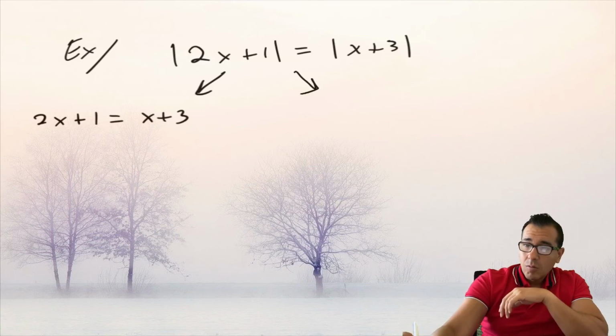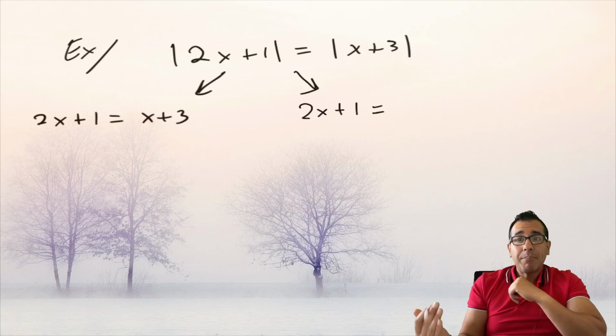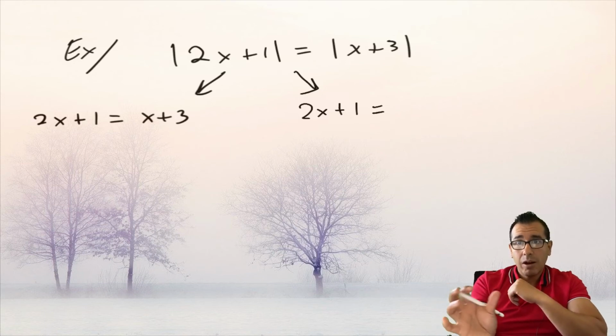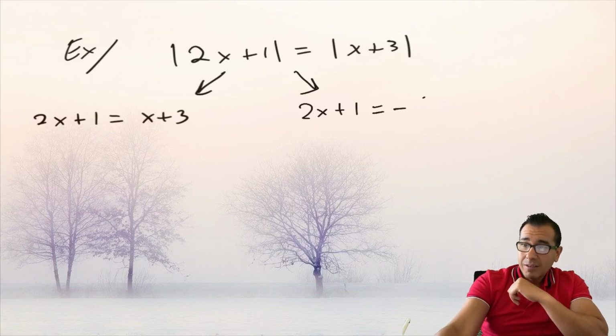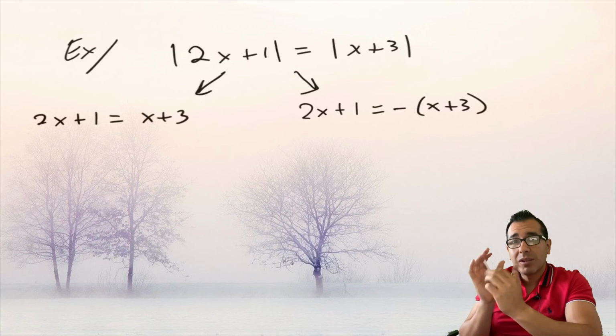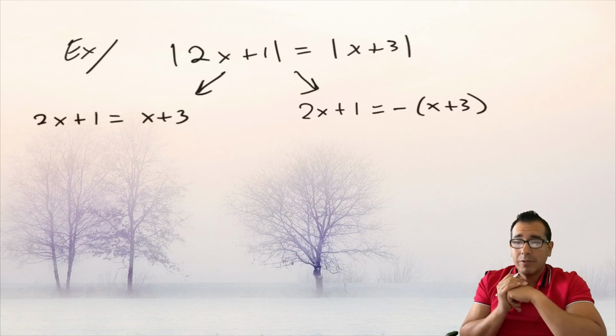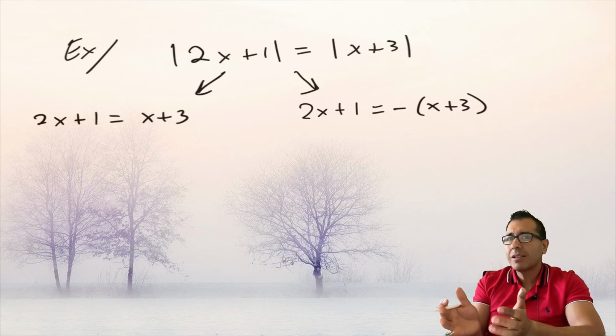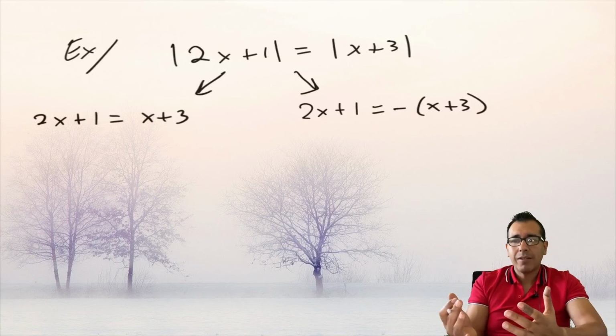Our other option is we take one side, and it doesn't matter which side, and you slap a negative in front of the argument, what's on the inside. So negative x plus 3. And what we're doing is we're looking at what happens when the inside is a negative number, right? Just like we did before, but right now it looks a little confusing because now you have an expression.